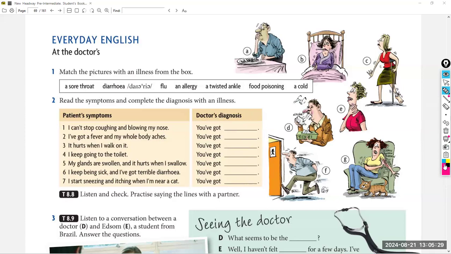Symptoms and diagnoses. I can't stop coughing and blowing my nose. You've got a cold. So, number 1, you've got a cold. So, this is disease number 1. Now 2. I've got a fever and my whole body aches. You've got flu. You've got flu. Fluenza.